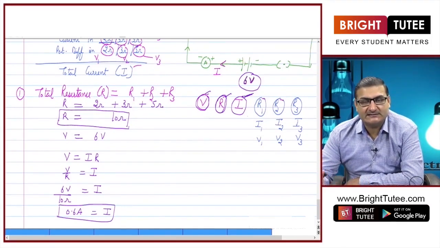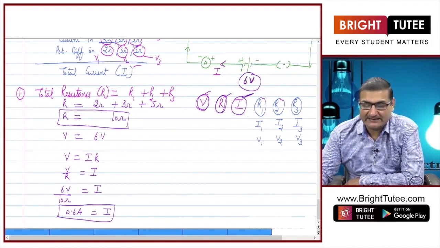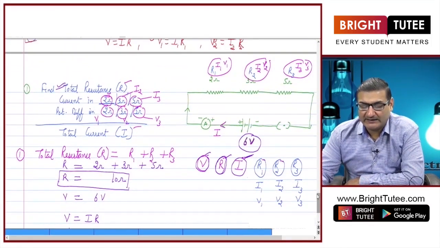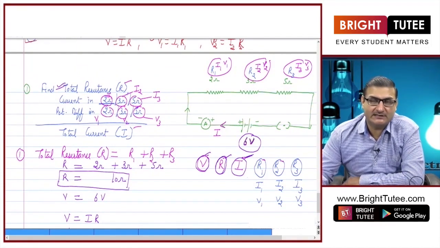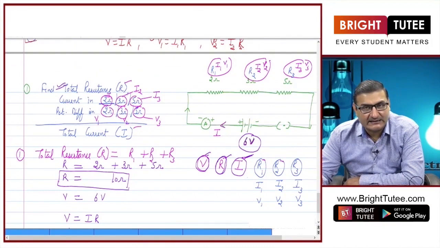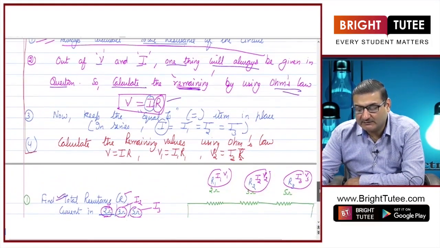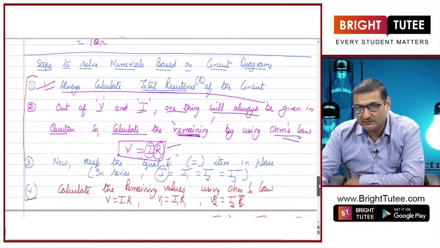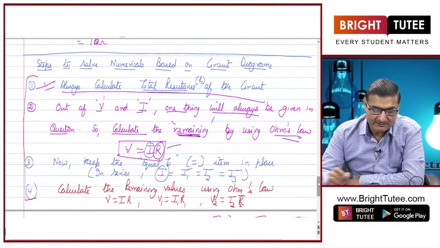But if he is asking you to find something else, like the current in the first, second or third resistance, or the potential difference in any of these, then we will proceed with our third step. Let us first see the understanding of the first two concepts.